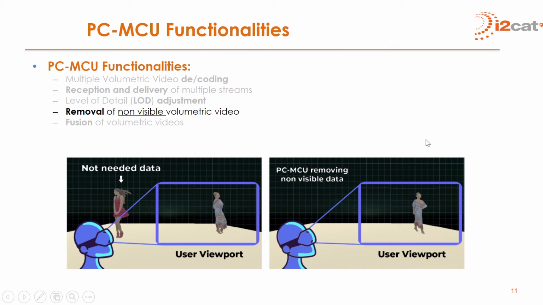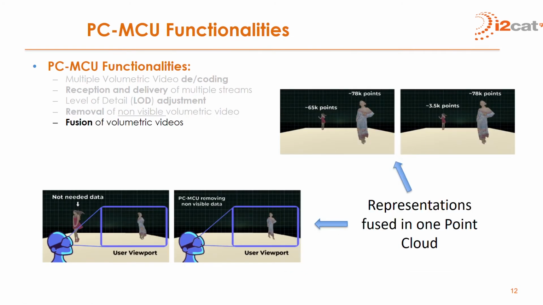And finally, the point cloud MCU also performs a fusion of volumetric videos. Everything that is assigned to be transmitted to an end user is always fused in only one point cloud. So for example, if you consider this case, we would receive two different point clouds with about 70k points each, and thanks to the point cloud MCU, we're going to be able to receive only one point cloud, so the end user client is going to need to instantiate only one decoder and receive in total about 80,000 points.